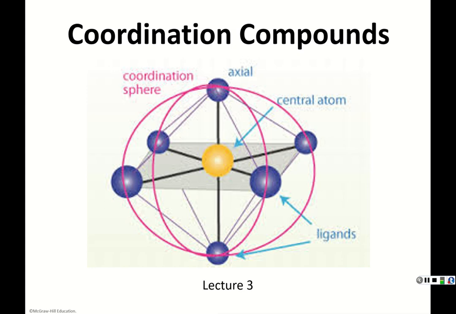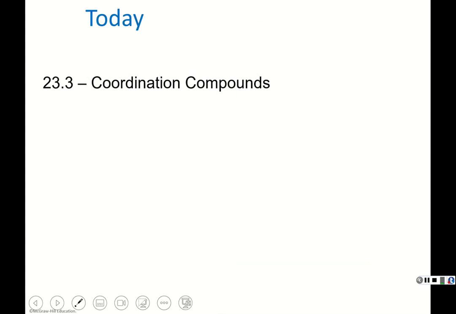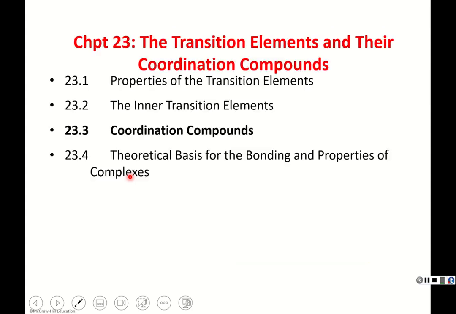Okay? And the title slide shows just a generic example of one of these. The center atom, which would be a transition metal in most cases, is yellow here, and the atoms or molecules that are coordinating it are in this purple color. And this is from chapter 23, section 3 of the book.